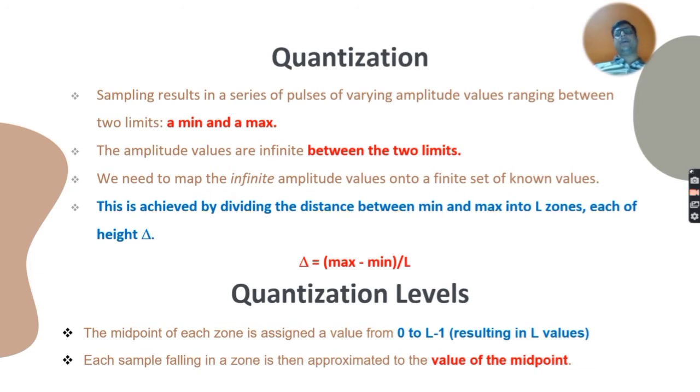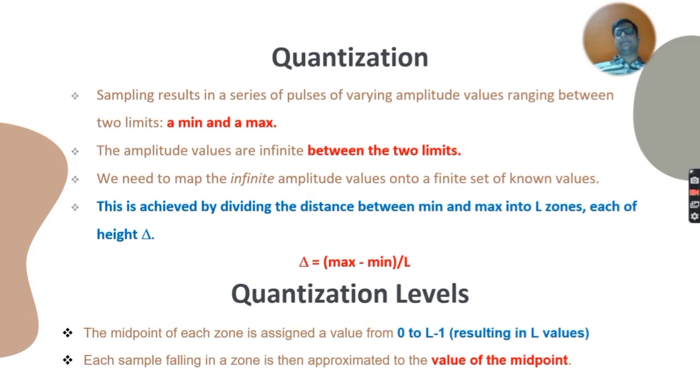Within that limit, we have to divide into L number of zones, and that L is called the number of levels. So L is equal to 2 to the power n, and the space between two consecutive levels is called del, the step size. So del is equal to maximum minus minimum divided by L, where L is equal to 2 to the power n. This del indicates the step size. This step size will remain constant throughout the system, and if there are 8 levels, between each and every level the step size is del.